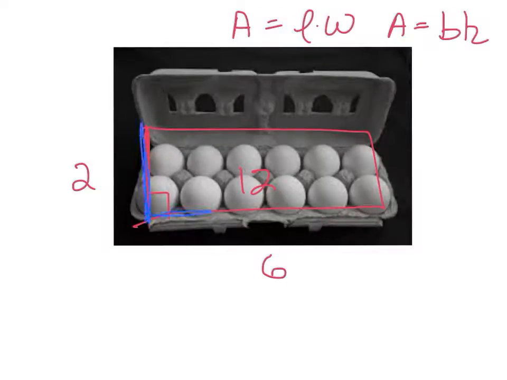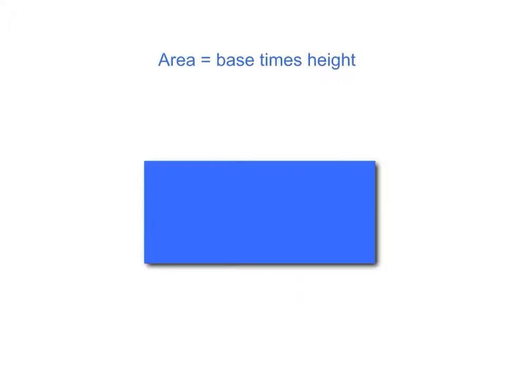So that's the main concept that's happening here. That the area of a rectangle is always the base times the height. So all other areas can be thought of in terms of rectangles.